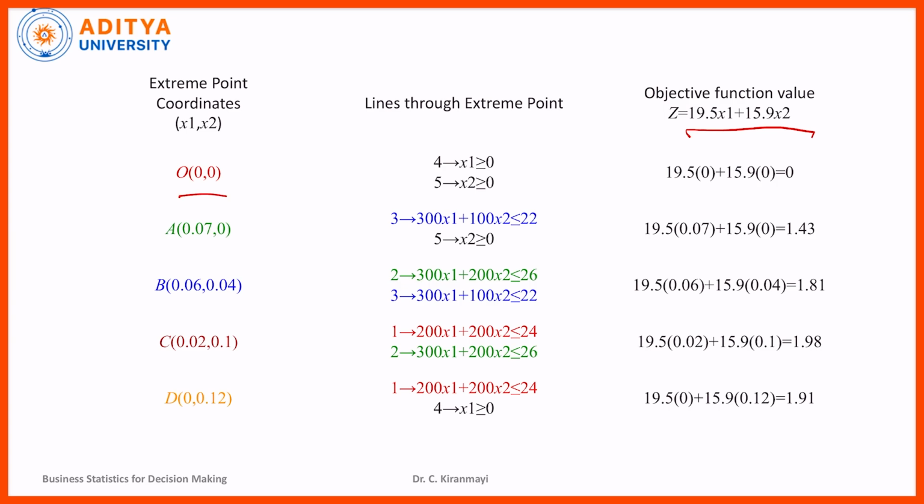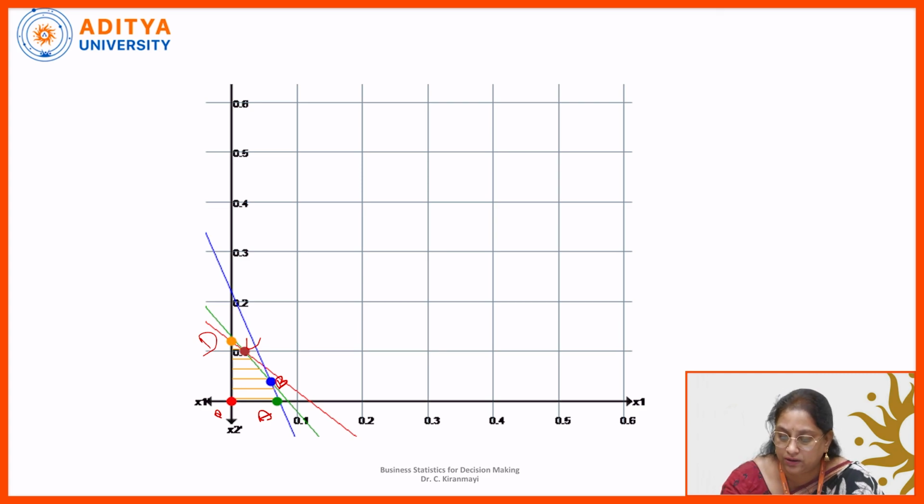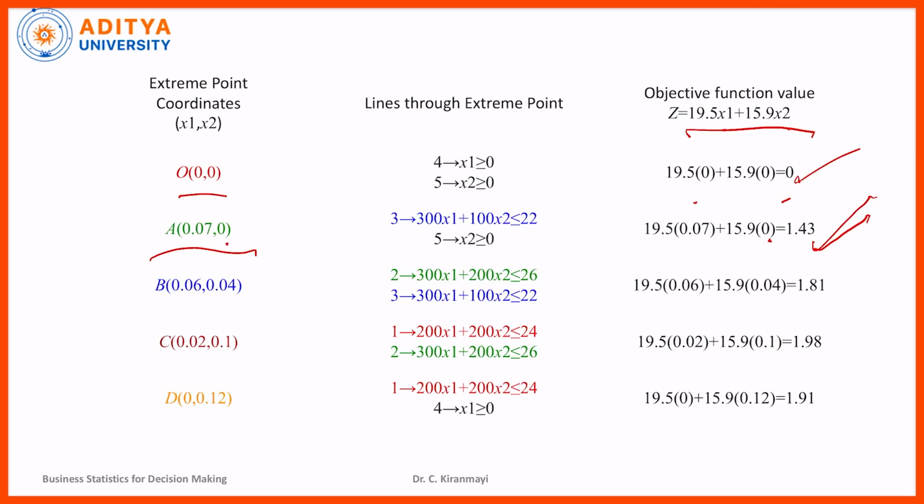Since at the origin the values of x1, x2 are 0, the objective function value is 0. At point A, the value of the objective function is 1.43. Substitute 0.07 in place of x1, substitute 0 in place of x2, and you are going to obtain 1.43. Likewise, for all the extreme points of this feasible region, find out the values of the objective function at all the extreme points. And after finding out the value of the objective function at each extreme point, now look at the objective function. What is our objective? To maximize the objective function.